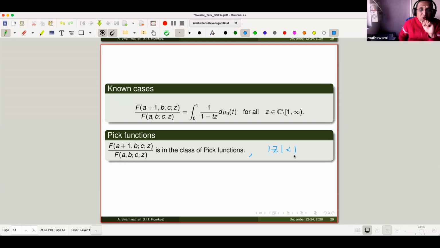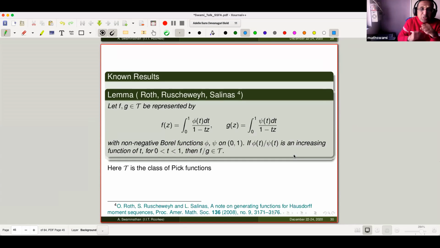Now, when we want to speak about Pick functions, there was one more result given by Oliver Roth, Ruscheweyh, and Salinas: let us take the functions f and g to be in the class of Pick functions. Then they have a representation of this particular format. Once they have this representation, their ratio is also going to be in the class of Pick functions. This is given by them, of course, with the extra conditions that phi and psi are non-negative Borel functions, and that phi by psi is an increasing function. If phi by psi is increasing, then the ratio is in the class of Pick functions. This is what they have given in the result.